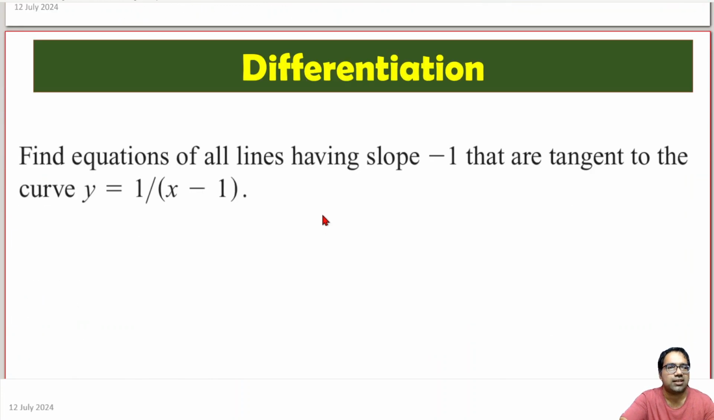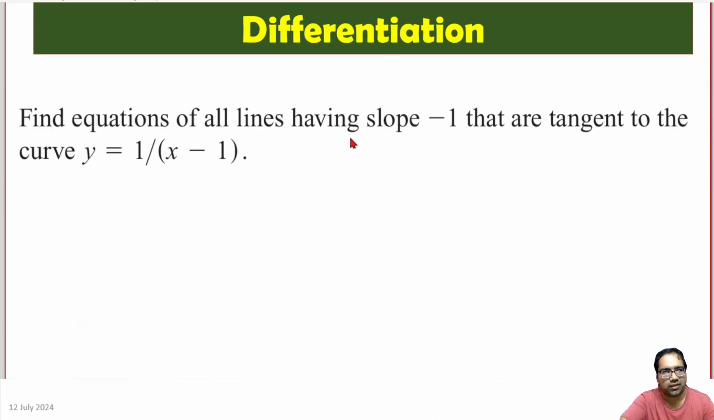So here is another interesting question. Find the equation of all lines having slope minus 1 that are tangent to the curve y equal to 1 by x minus 1. How does this curve look? y equal to 1 by x minus 1. 1 by x will look something like this, right?